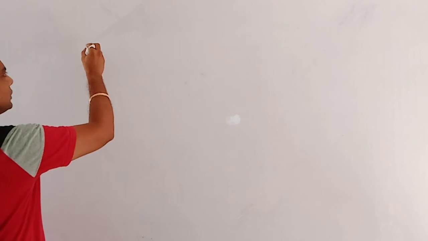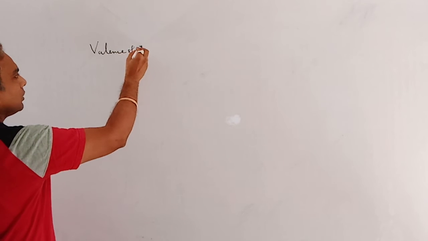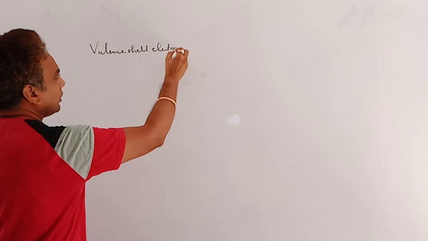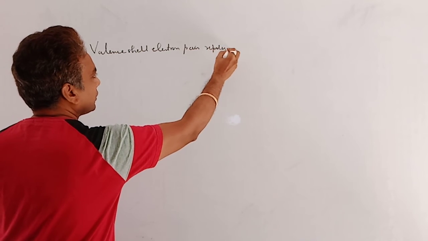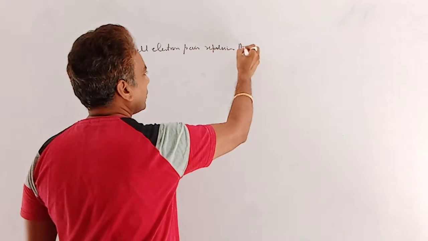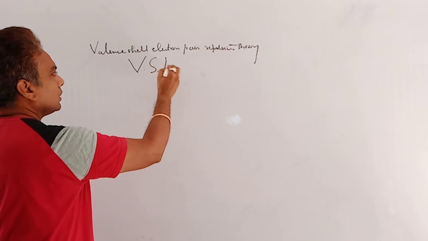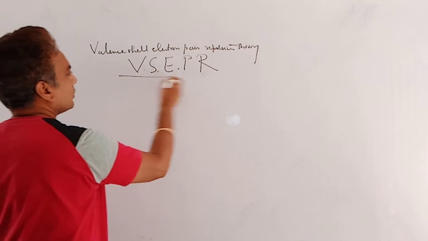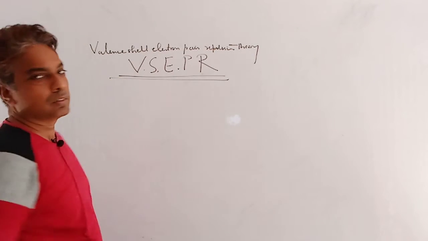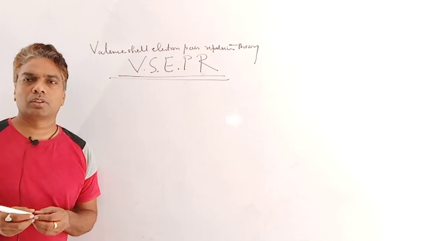Next topic is valence shell electron pair repulsion theory, which is also known as VSEPR. Valence shell electron pair repulsion theory, VSEPR theory.